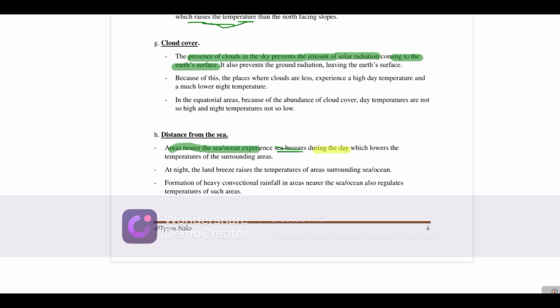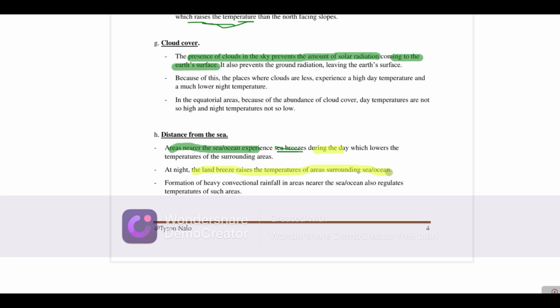Now, at night, land breeze raises the temperature of areas surrounding the ocean. So at night, the ocean environment or water body is going to experience a high temperature. That is going to be very important. The formation of heavy convectional rainfall in areas nearer the sea also regulates temperatures of such areas.